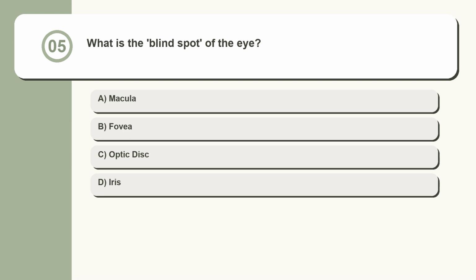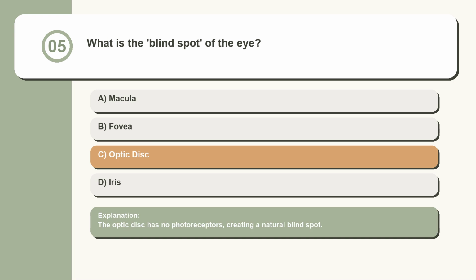Question 5. What is the blind spot of the eye? Macula, fovea, optic disc, iris. The optic disc has no photoreceptors, creating a natural blind spot.